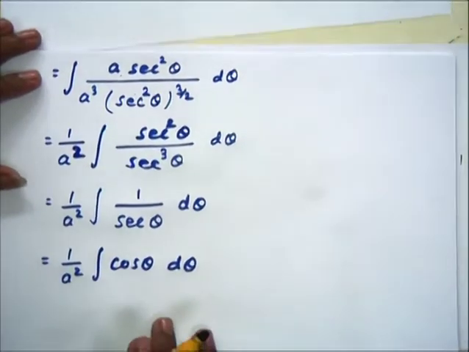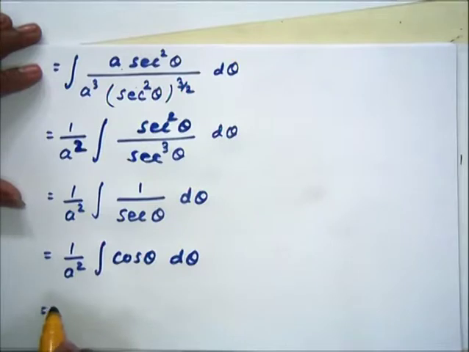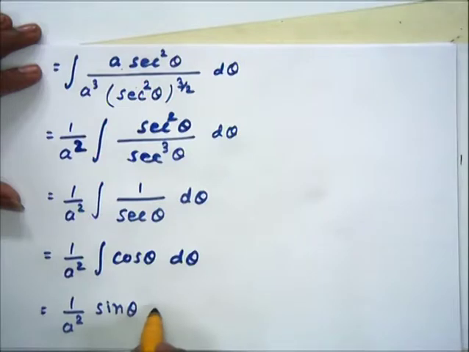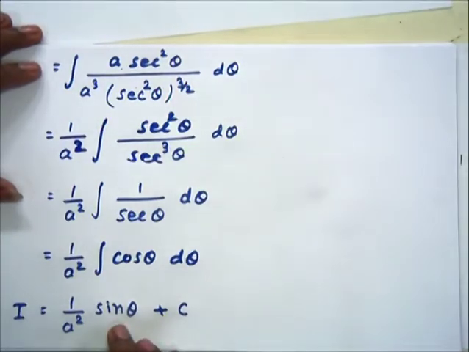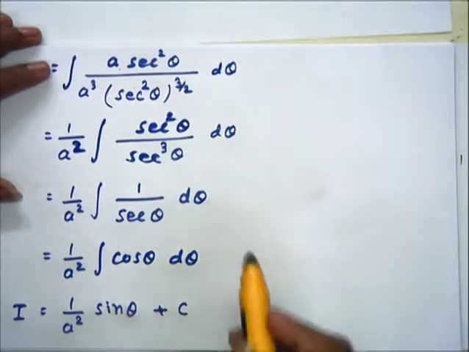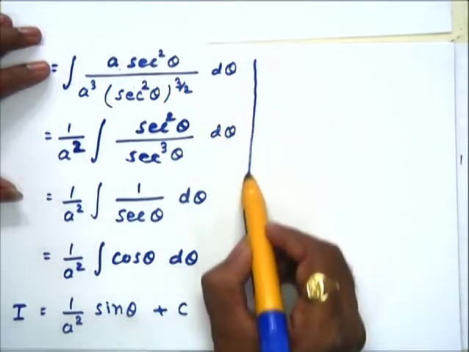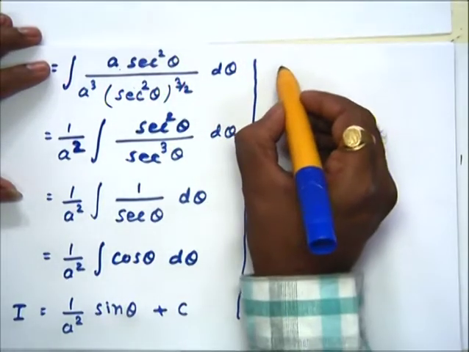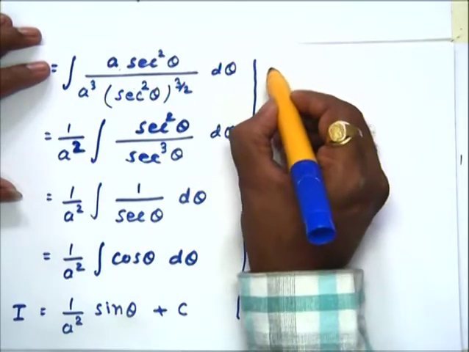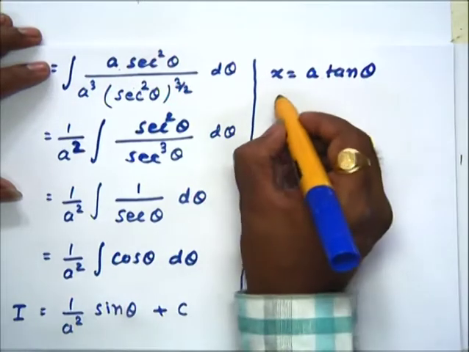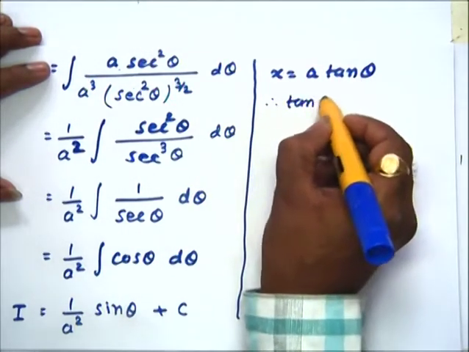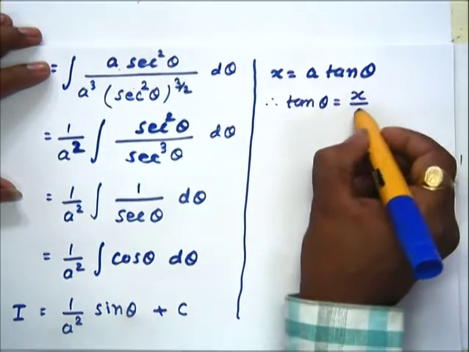And what is the integration of cos theta? Integration of cos theta is sin theta plus c. So this is our I. But still we have to convert this sin theta into the form of x. Now let's convert it. We all know what our substitution is. Our substitution is x equal to a tan theta. Therefore tan theta equal to x upon a.